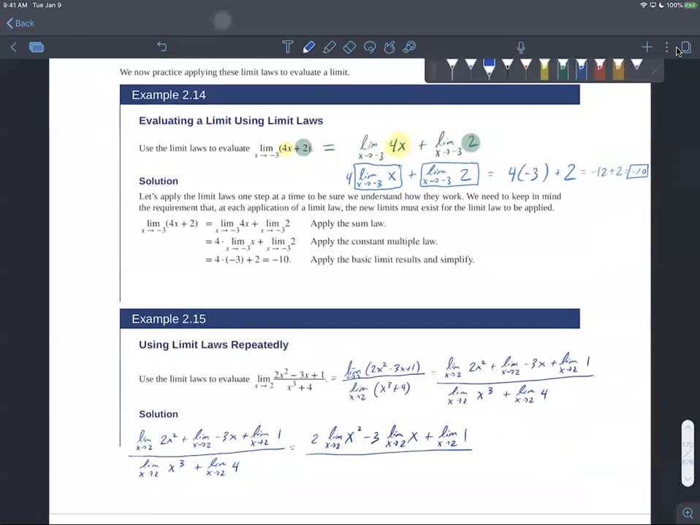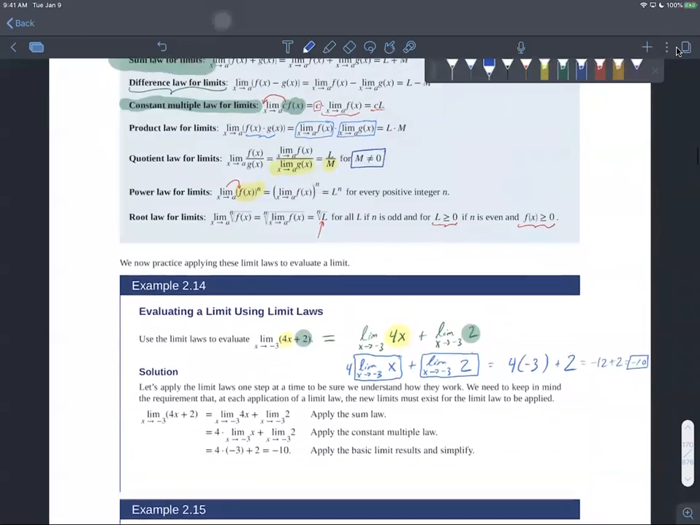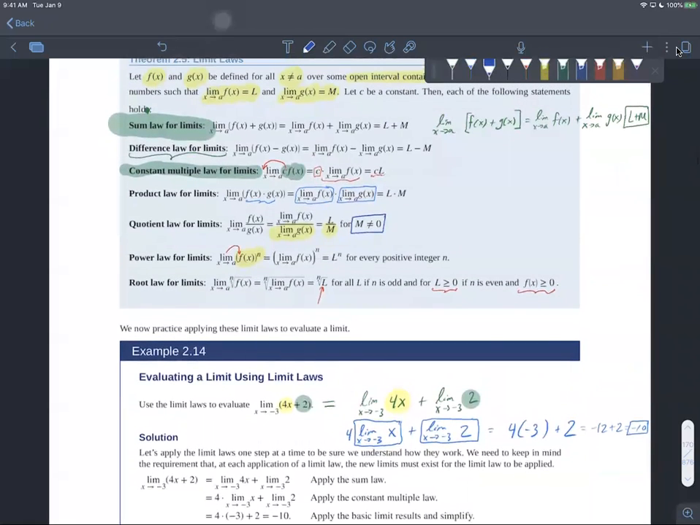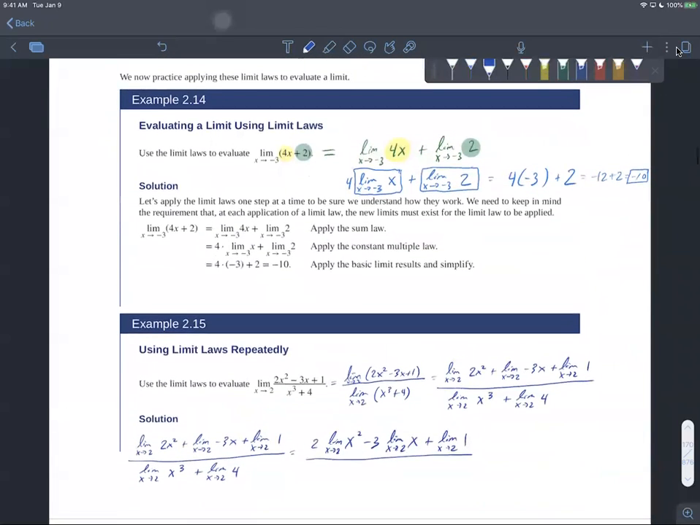I'm going to apply to this limit as x approaches 2 of x cubed. I'm going to apply the power law for limits, because notice we have a function that's raised to the 3rd power, x cubed. And what it says is we can actually take the limit of the function and then raise that entire limit to that exponent.